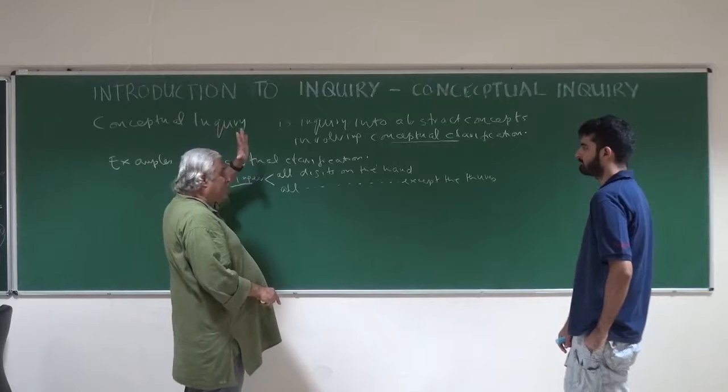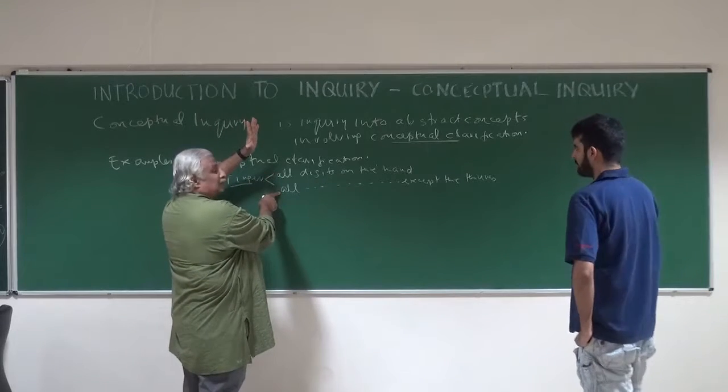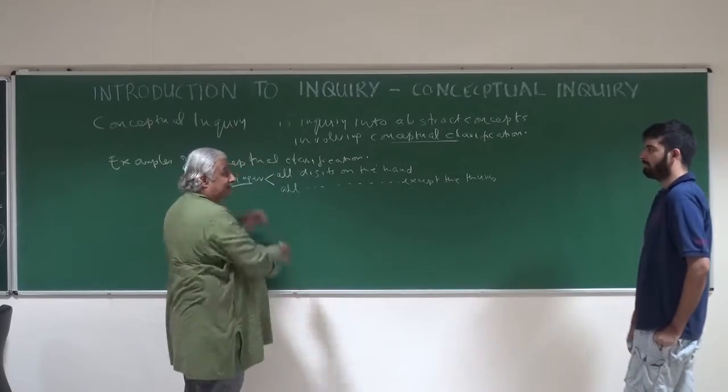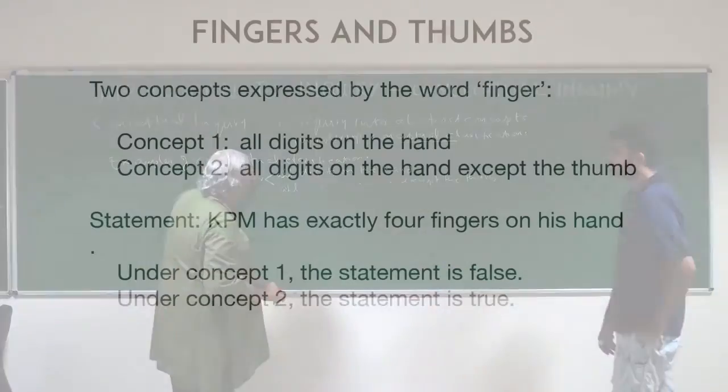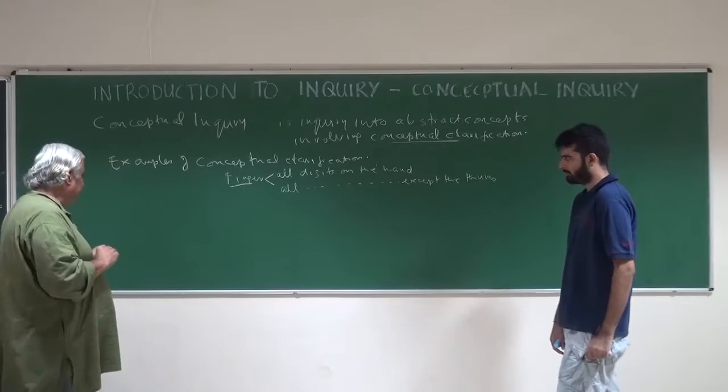Now let me ask you this question again. How many fingers do I have? Well, I mean this. 5. How many fingers do I have meaning this? 4. See, I'm clarifying the 2 concepts associated with the term finger. This doesn't involve conceptual inquiry, but this is a very simple example of conceptual clarification.